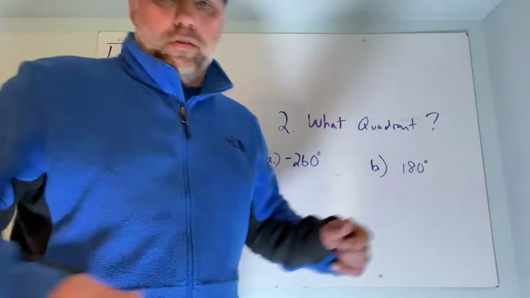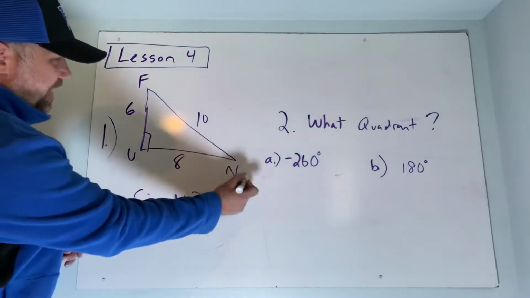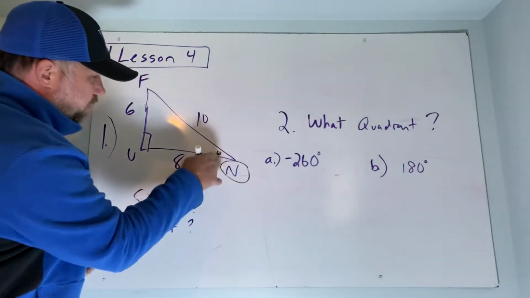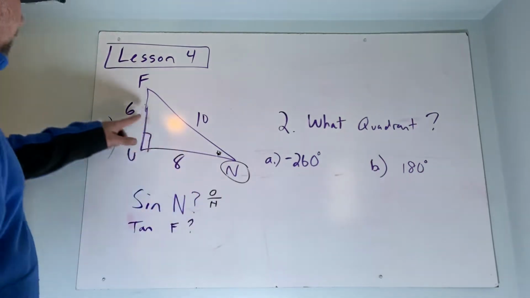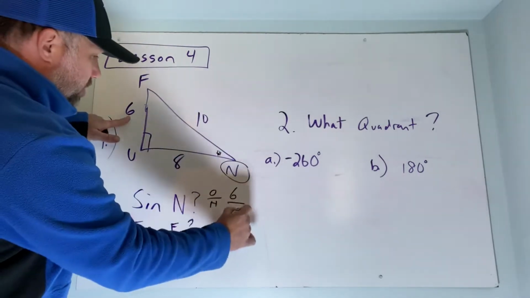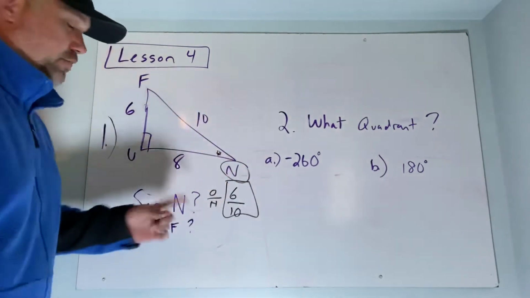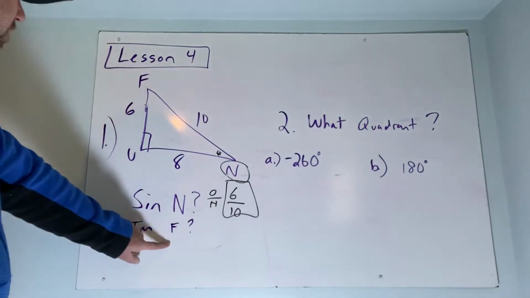All right, so let's go over these two. First I asked for the sine of n. N is right down here in this corner, so this angle right here. Sine is opposite over hypotenuse. So opposite is going to be the 6 right here. The hypotenuse is going to be the 10. So 6/10, which you could reduce to 3/5 if you wanted to. Don't have to.